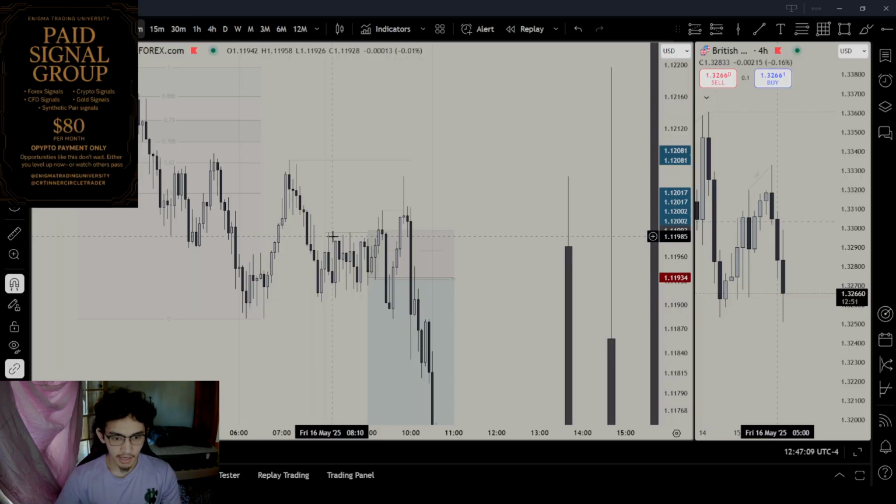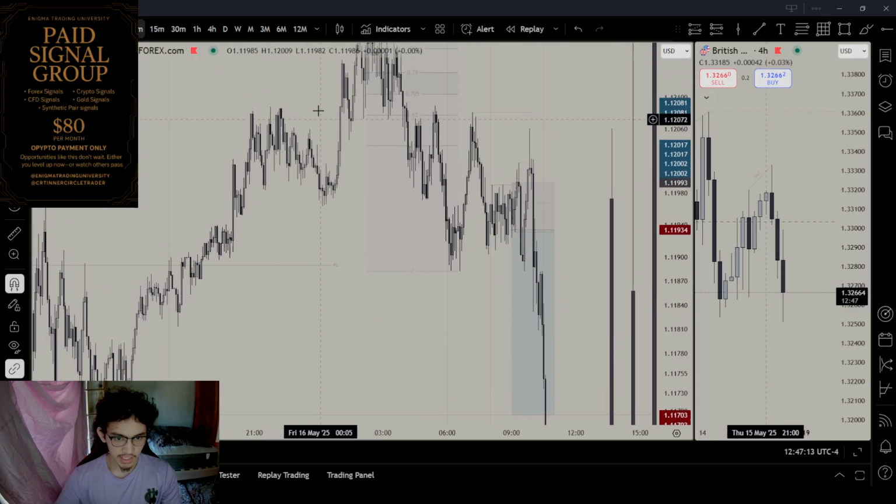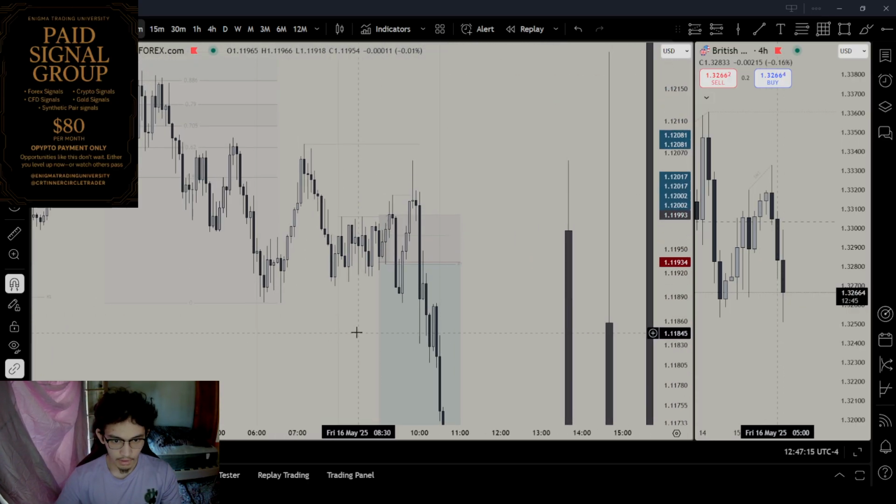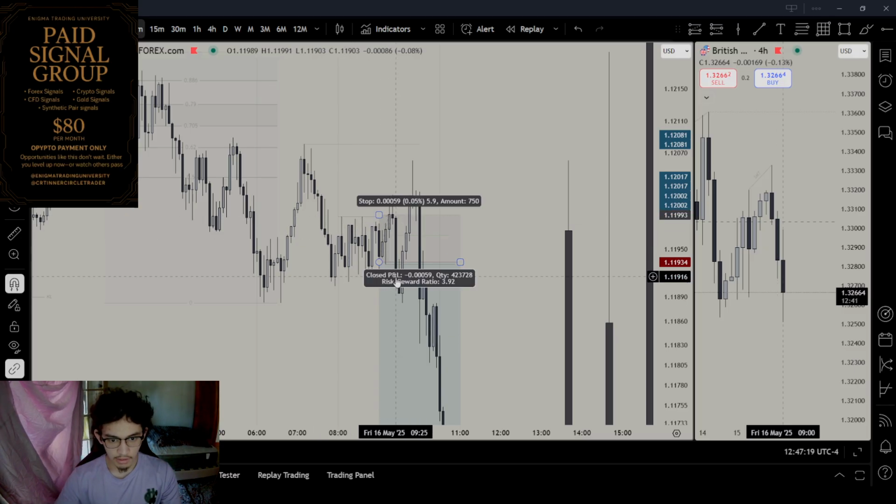Since we have a range high right over here, our range low is down here. We don't care about this range low. We care about this because we're trading a bigger range. Our range high gets purged. It goes lower, goes up high.